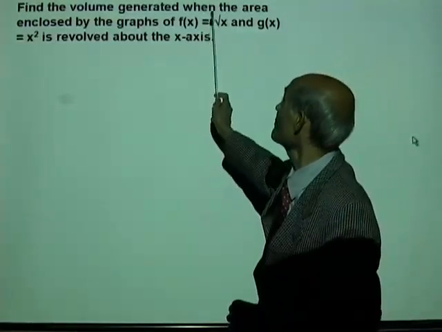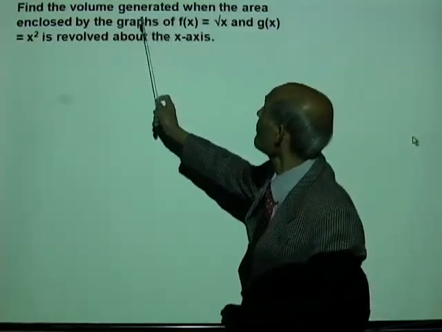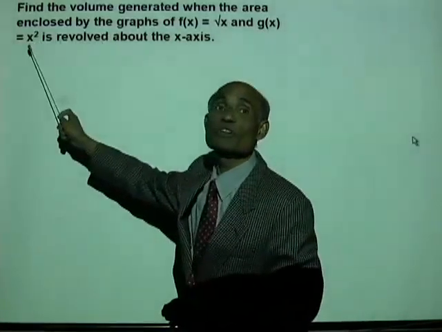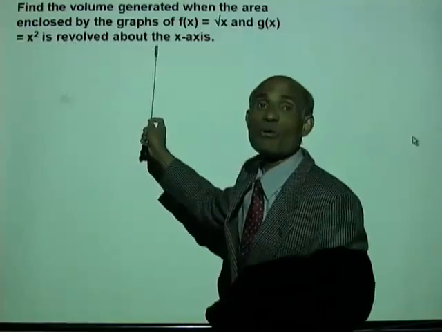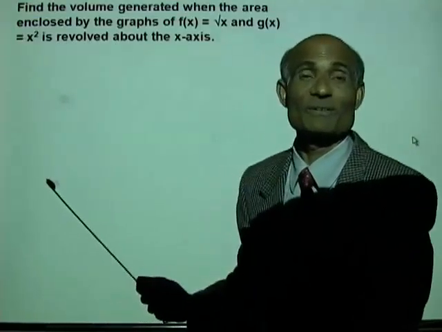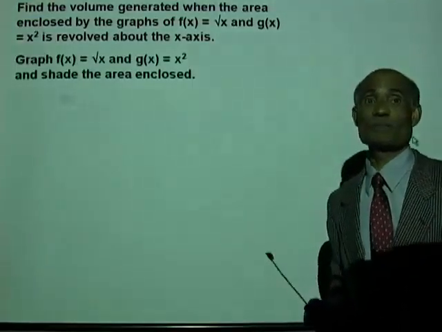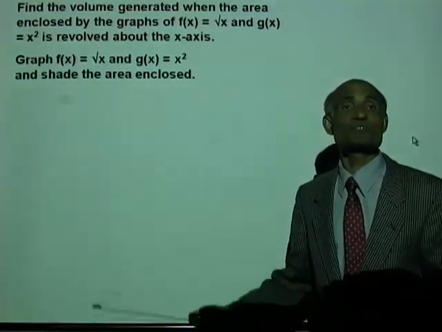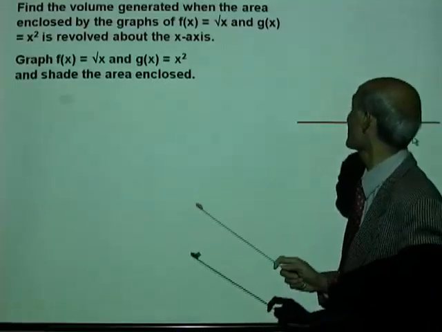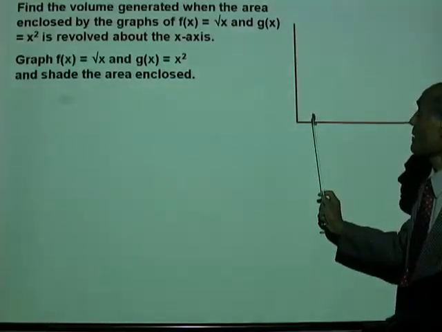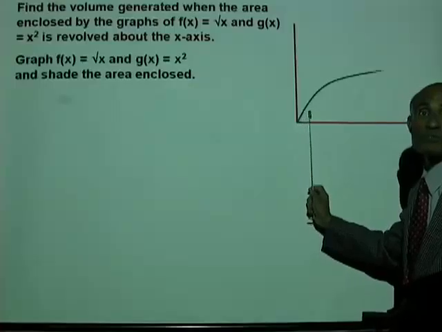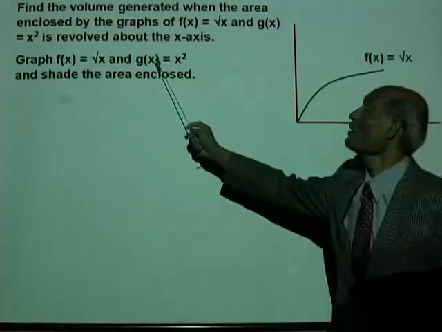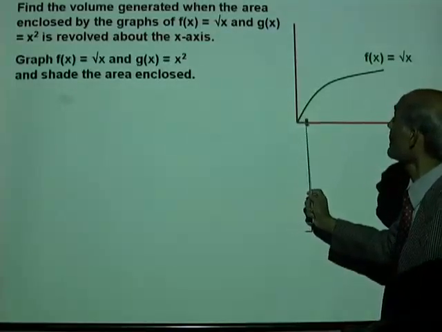This time we have two functions of x. F of x equal to square root of x and g of x equal to x squared is revolved about the x-axis. Alright, how does that look? First of all, let's graph these functions. F of x equal to square root of x and g of x equal to x squared. How does f of x equal to square root of x look like? Well, that's the graph of square root of x. How about g of x equal to x squared?